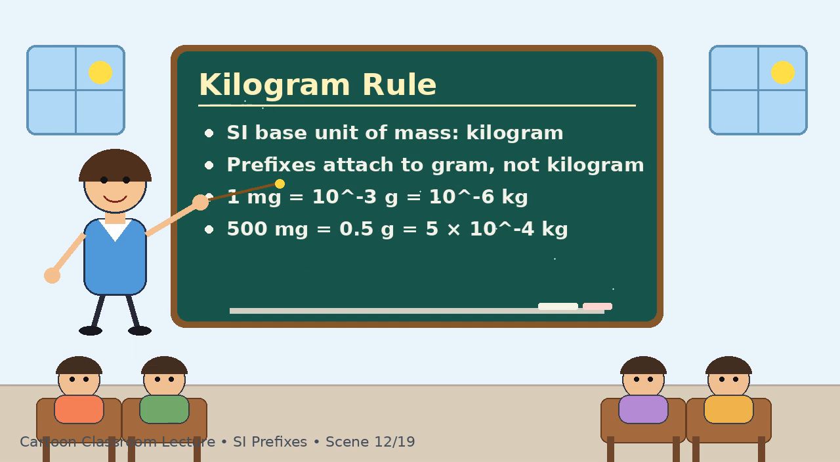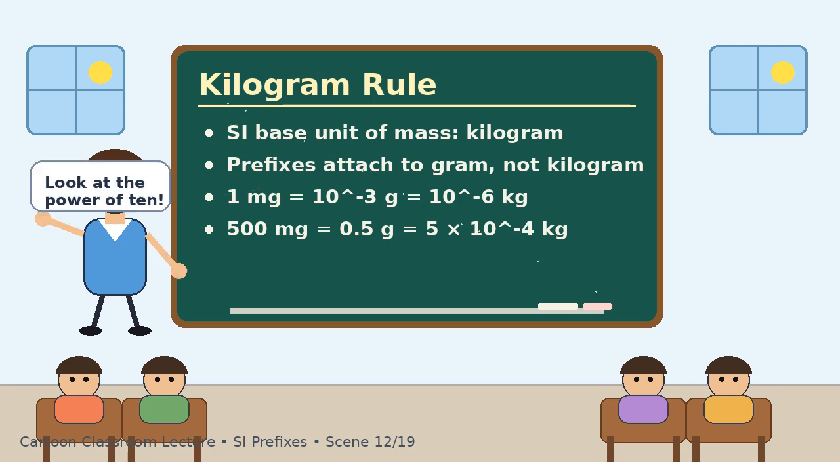Mass has a special rule. The SI base unit of mass is the kilogram, and the word kilogram already contains the prefix kilo. Therefore, prefixes are normally attached to gram rather than kilogram. For example, 1 milligram is 10 to the power minus 3 grams, which is 10 to the power minus 6 kilograms. 500 milligrams is 0.5 grams, or 5 times 10 to the power minus 4 kilograms.